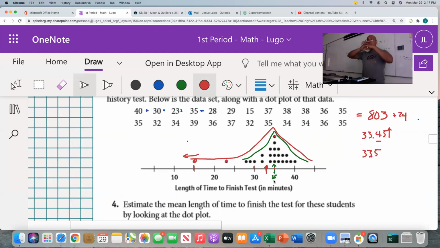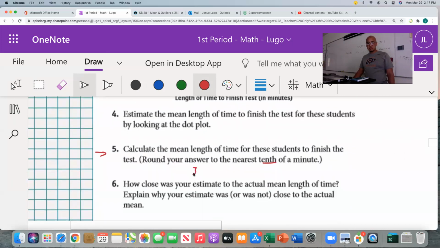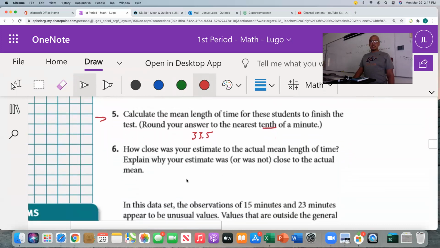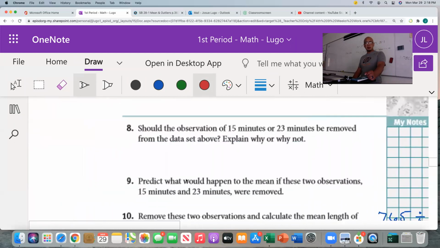But if I include the whole class, including the 2 that finished relatively early, that skews the average closer to 30. It skews us to the left, just like the distribution is skewed to the left. So that's why my actual average is 33.5, which is the answer to number 5, 33.5. All right, so let's actually skip number 6 and number 7. Let's go down to number 8.